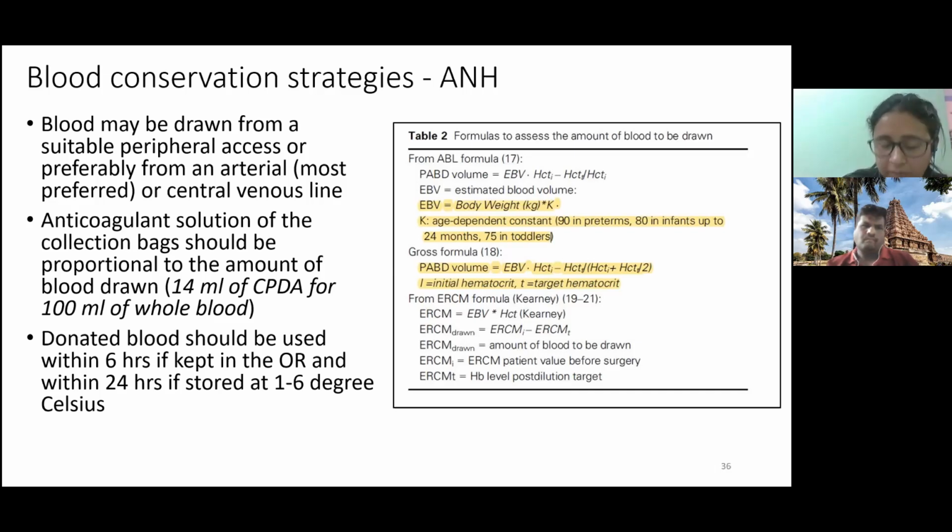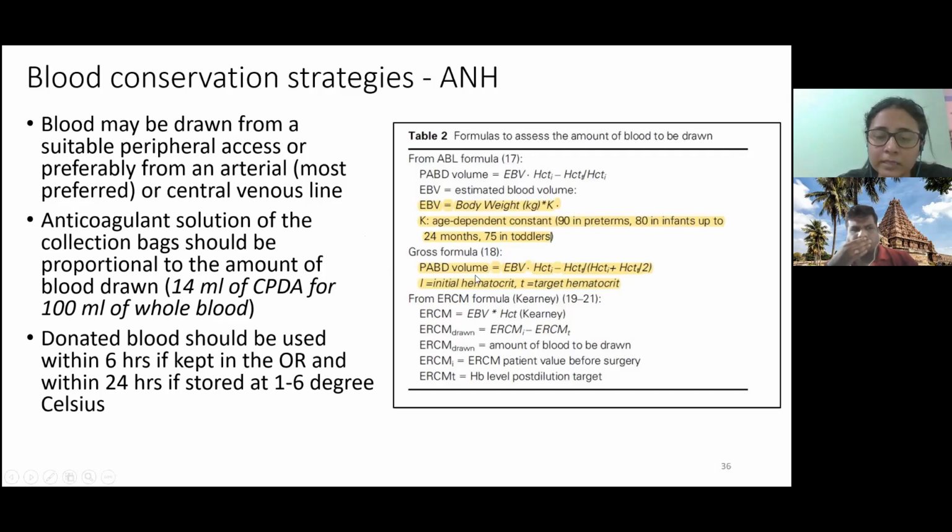So an arterial line has to be placed before we actually proceed to do ANH. And we have to take care of the anticoagulant solution ratio for children. There should be only 14 ml of CPDA for 100 ml of whole blood. So the anticoagulant solution of the collection bag should be proportional to the amount of blood that we are drawing. And the donated blood should be used within 6 hours if it's kept in the operating room, and within 24 hours if it's stored at 1 to 6 degrees Celsius.